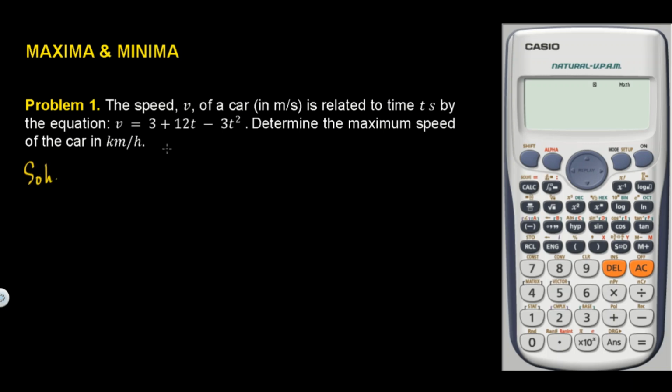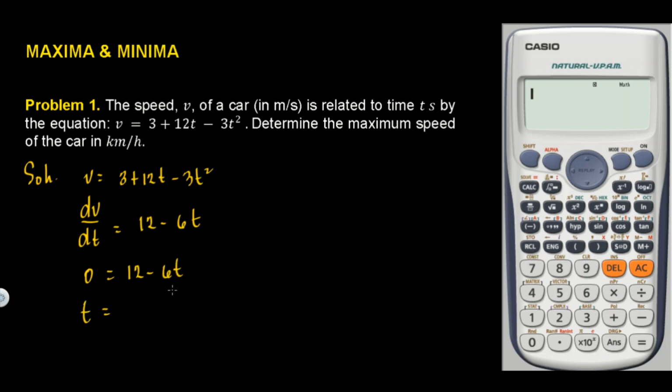Okay, solution. The equation v is equal to 3 plus 12t minus 3t squared. The first step is differentiate this with respect to t. So we have 12 minus 6t. Then, we need to equate this to 0 or set dv over dt to 0 to determine the maximum turning point, no? So we have 0 equals 12 minus 6t. Then t is equal to 12 over 6 is 2.